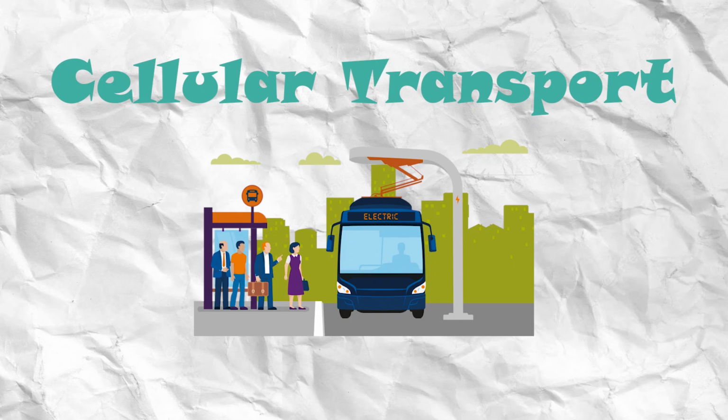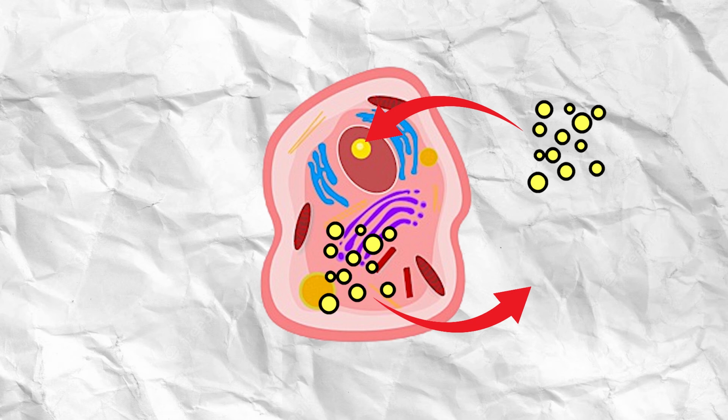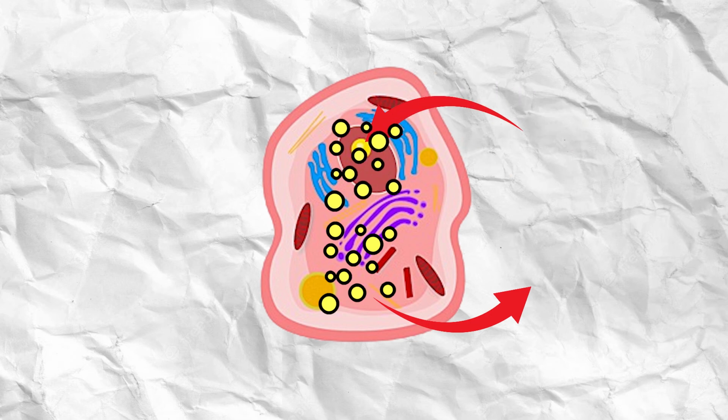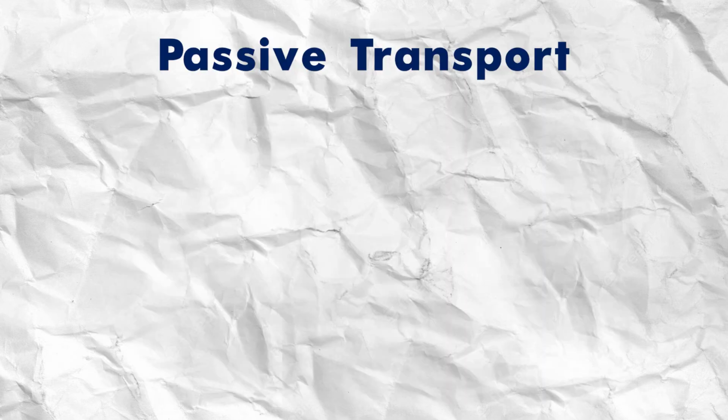Hi, today we're going over cellular transport. Cellular transport is in charge of maintaining homeostasis in cells and helps move liquids and molecules such as waste or nutrients in or out of the cell. Transport is also divided into two groups, passive transport and active transport. Let's start with passive transport.